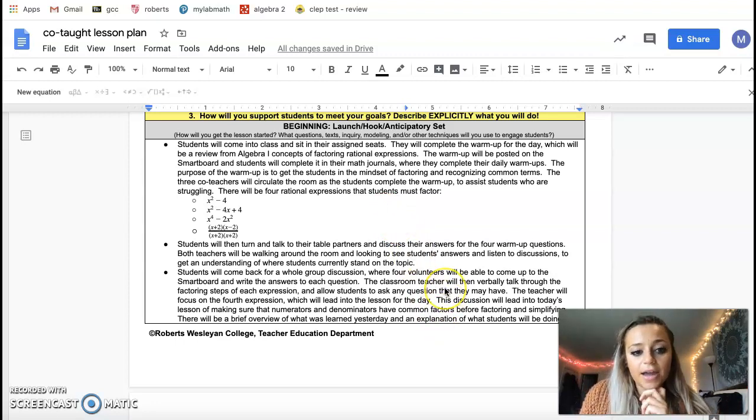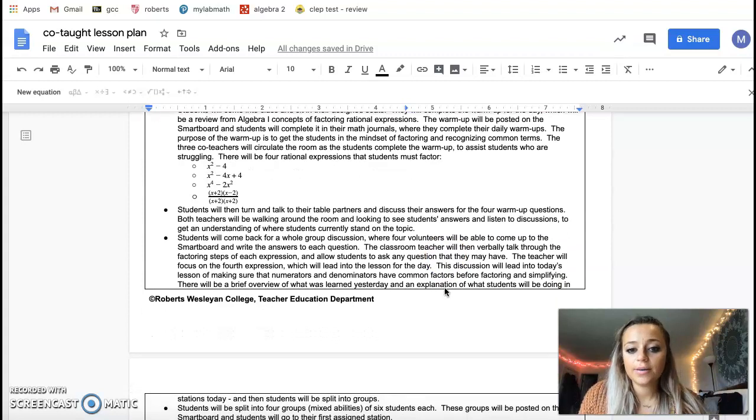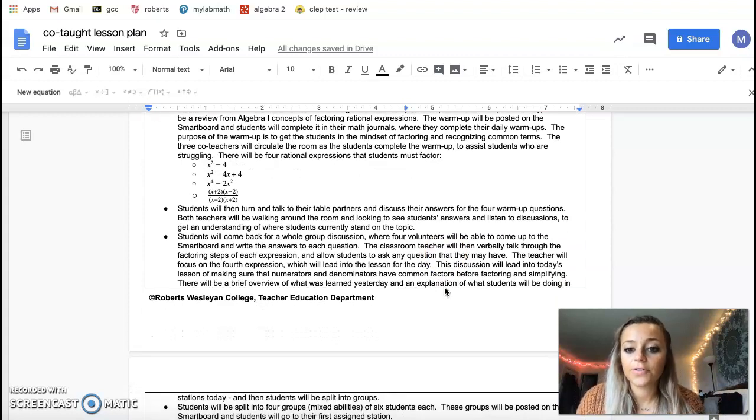Students are then going to turn and talk to their table partners to discuss their answers for the 4 warm-up questions. Again, this was just to get them thinking about the mindset of factoring and recognizing those common terms.